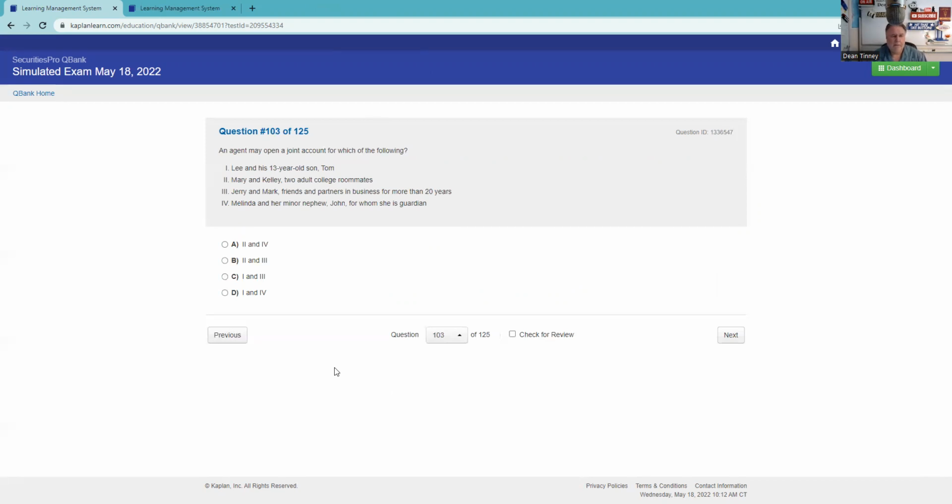An agent may open a joint account for which of the following? An agent is you. That's somebody who works for a broker dealer. Lee and his 13-year-old son, no. Mary and Kelly, 2 adult college roommates, yes. Jerry and Mark, friends and partners, yes. Melinda and her minor nephew John, for whom she is the guardian. Wow, this is a convoluted one. We don't open accounts for minors directly, so unless it's not, there's going to be a problem.